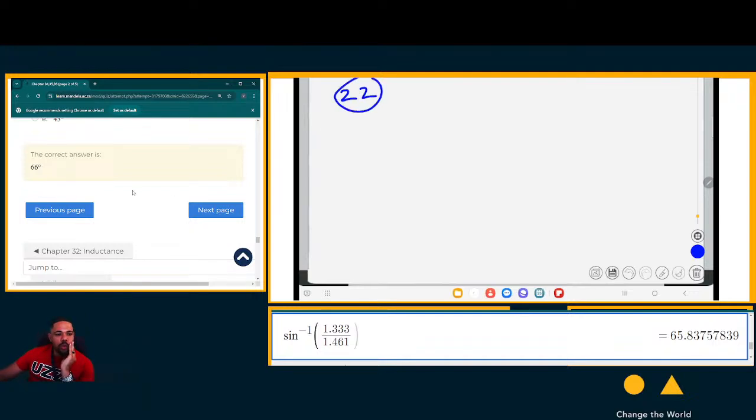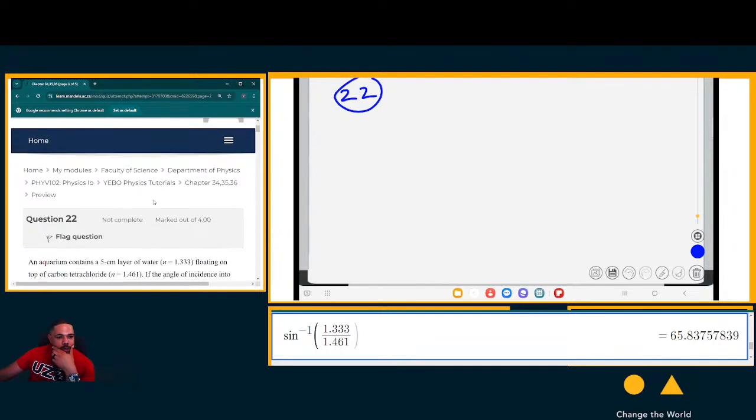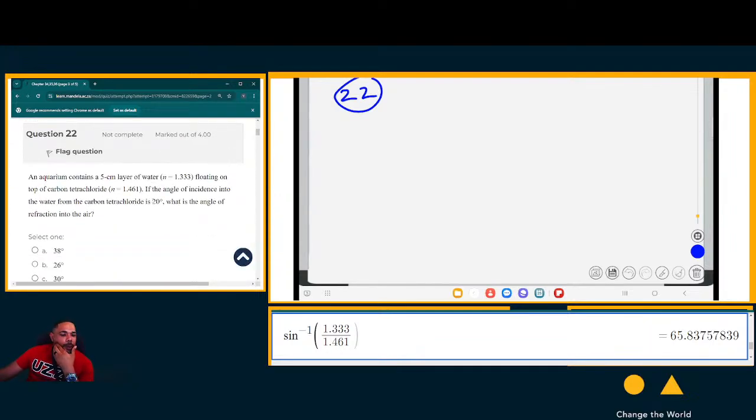Question 22. We have again, if I remember correctly, the carbon tetrachloride problem. An aquarium contains a 5 centimeter layer of water floating on top of the carbon tetrachloride. If the angle of incidence into the water from the carbon tetrachloride is 70 degrees, what is the angle of refraction into the air?